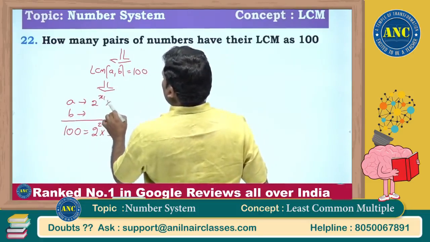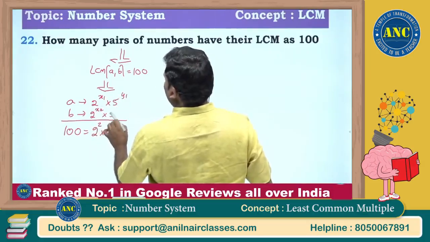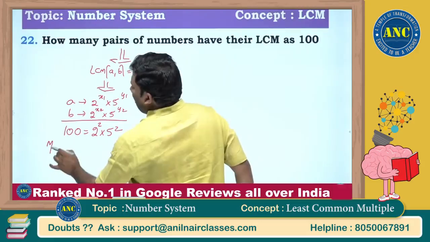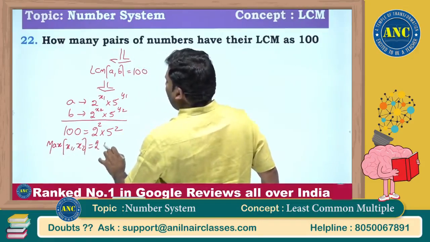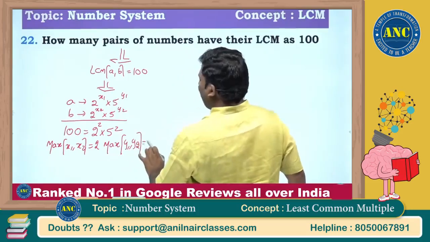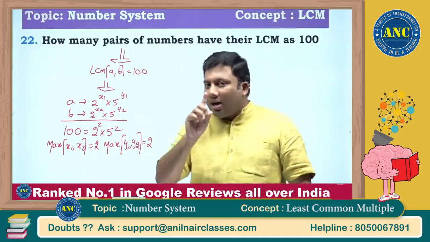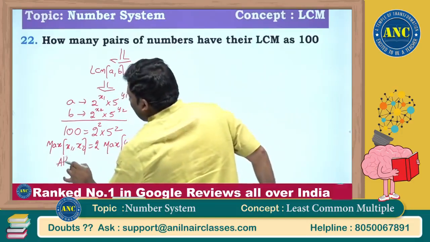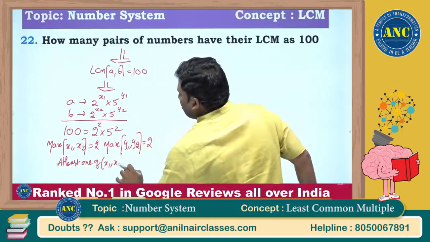So this will be 2 power x1 into 5 power y1, and 2 power x2 into 5 power y2. Maximum of x1 and x2 should be 2. LCM always takes the highest power of the given prime bases. Maximum of y1, y2 should be 2. That means either x1 can take 2 or x2 can take 2 or both of them can take 2. That means at least one of x1 comma x2 takes 2.